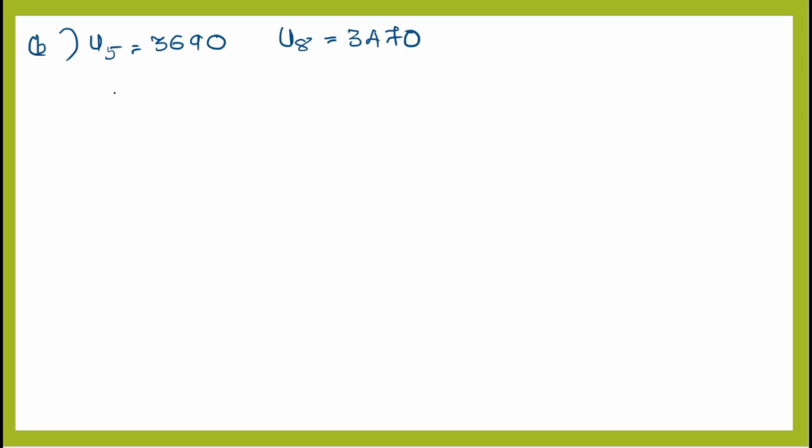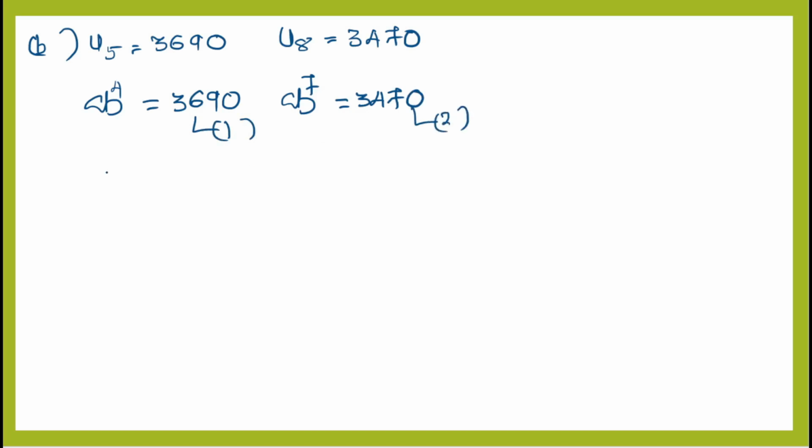Now U5 equals 3690 means AB whole to the power 4 is 3690, where B is the common ratio. U8 equals 3470 means AB to the power 7 is 3470. Now dividing 2 by 1, B cubed is 3470 by 3690. Now taking cube roots, B equals 0.98.